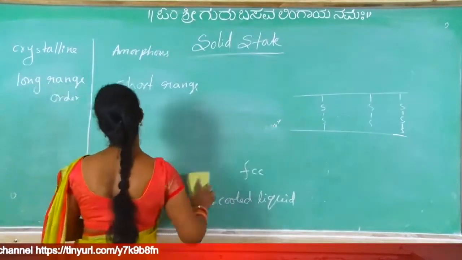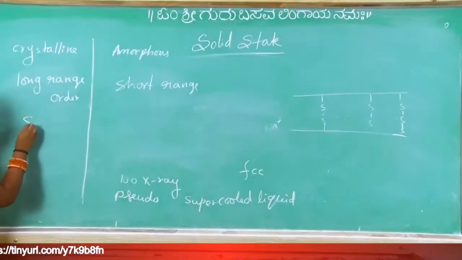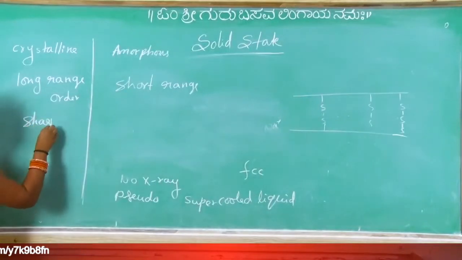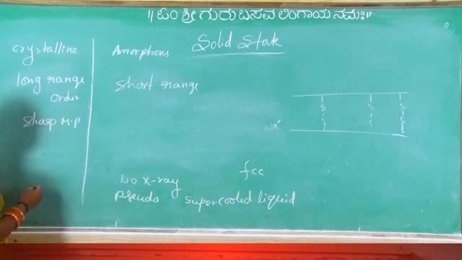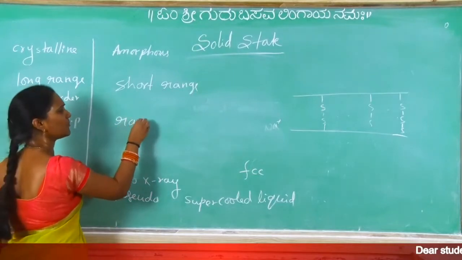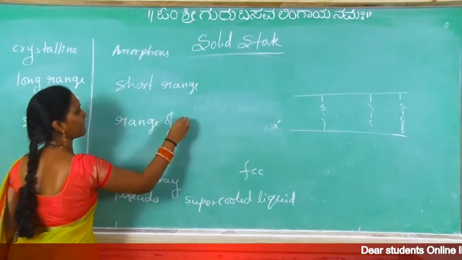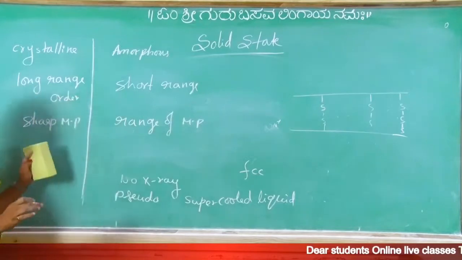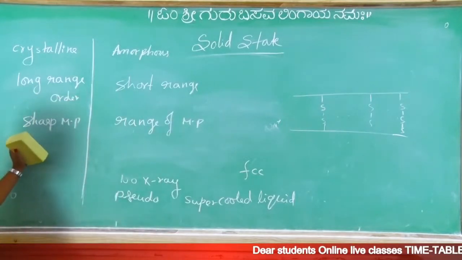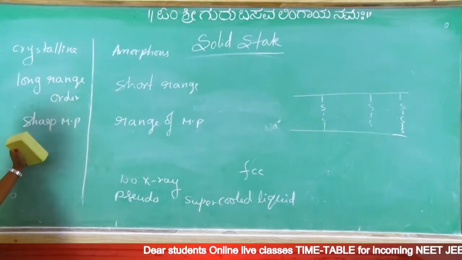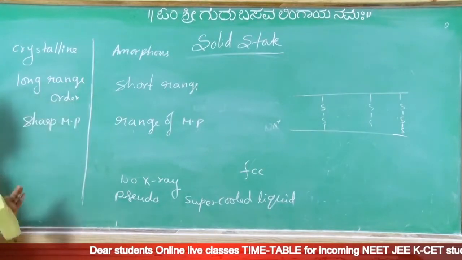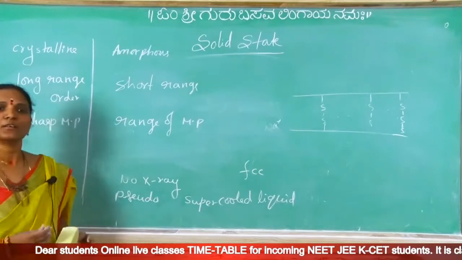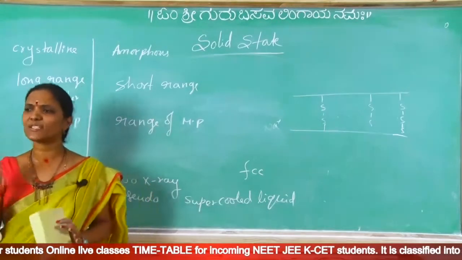And next, crystalline solids have a sharp melting point. Amorphous solids have a range of melting point. For every difference I am giving the reason. If you learn with reason, you can remember for a long time, like long range order. Now this is a sharp melting point. Next is a range of melting point. What is this sharp melting point?